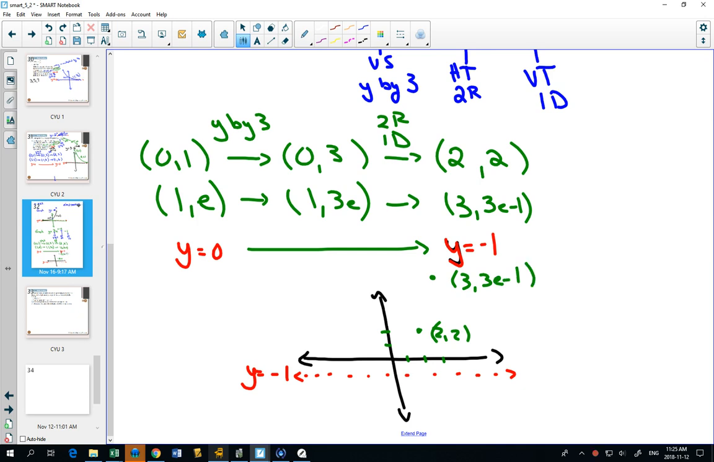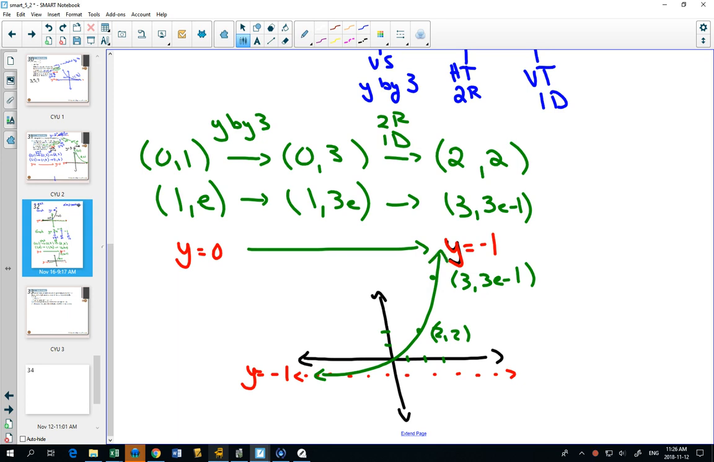Yes? No, usually they're non-calculator. Okay? And you would just have to be able to mental math estimate it. So what does the negative 1 do to this point? Like 3e, I would go 3 times 2.7 and get 8.1. Then I'd subtract 1, which would get it to be 7.1.